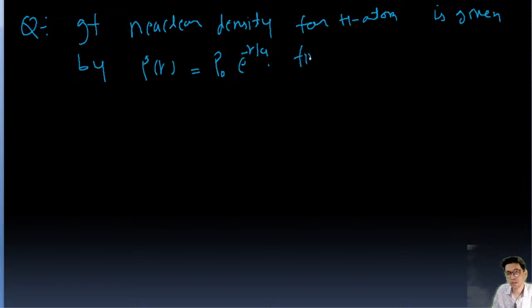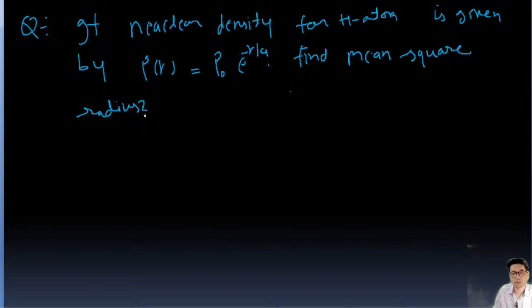Okay, find the mean square radius. This is the question, guys. If nuclear density for hydrogen atom is given by rho r equal to rho naught e to the power minus r upon a, find the mean square radius. Okay, mean square radius you need to find out, that is r square.